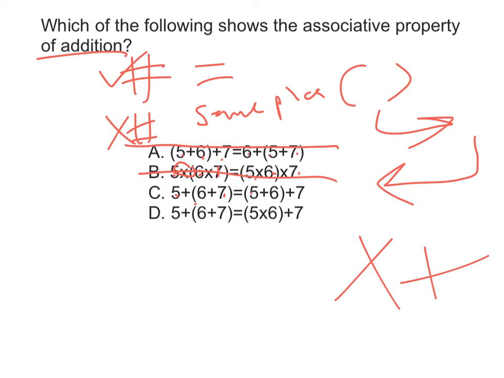5, 6, 7, 5, 6, 7. Okay, same number, same order. It appears I do have plus signs. Good. My parentheses were in the back and then they move forward. So it meets all the criteria. Check my last one. 5, 6, 7, 5, 6, 7. Okay, good. I see plus signs there. But I've got a multiplication sign there. Even though the parentheses did move properly, that one multiplication symbol makes it not associative property of addition. So that is why that one's incorrect. My only correct answer there was C.